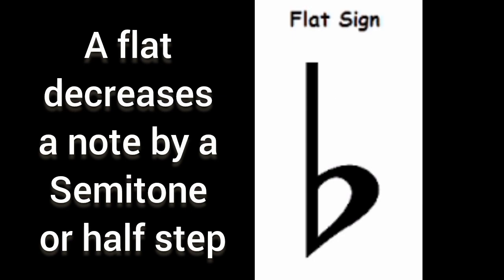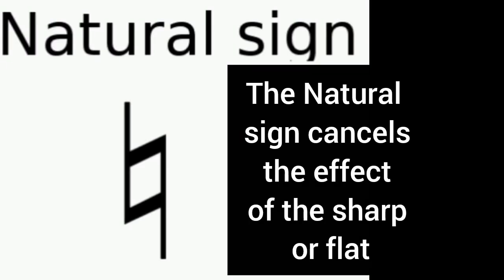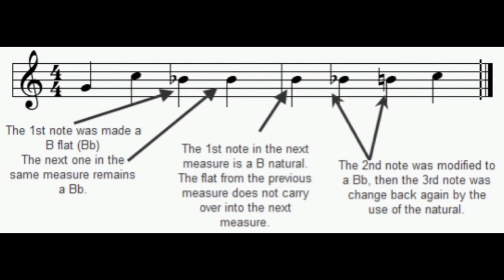The next one is a natural sign. The natural sign cancels the effect of a sharp or a flat. Whenever we have a note standing on its own without a sharp or flat beside it, we call that note a natural note. If it is a C, for example, it is C natural. If you look at this example up here, the note that is circled is a B natural note because it doesn't have a sharp or a flat.